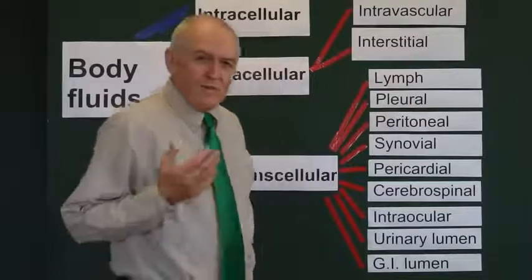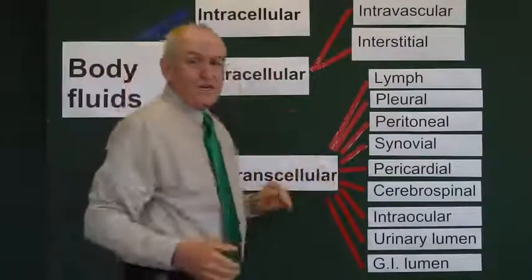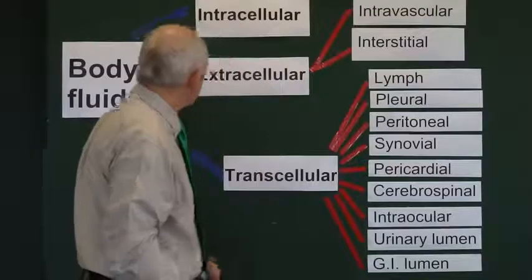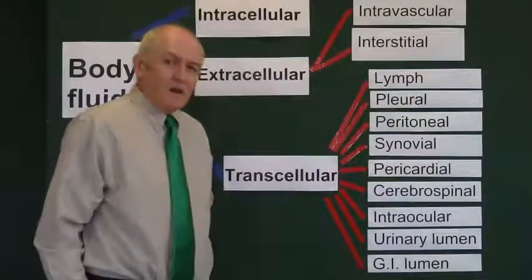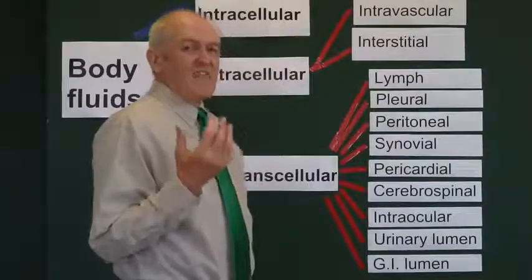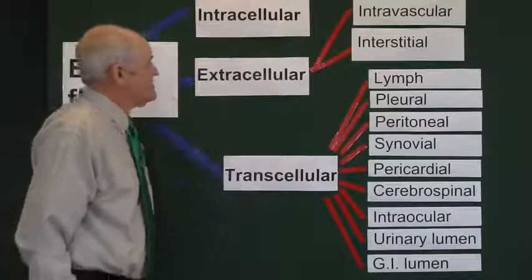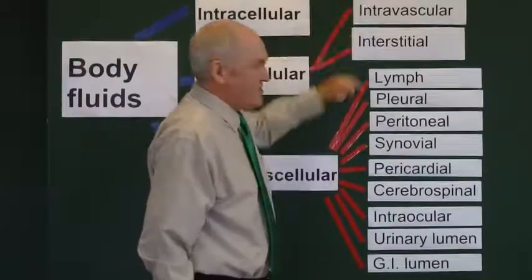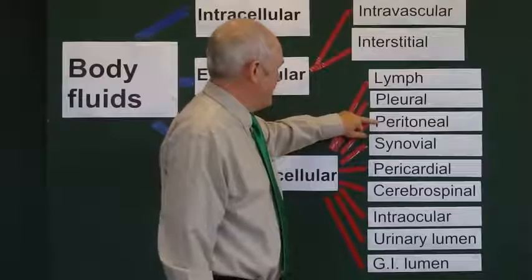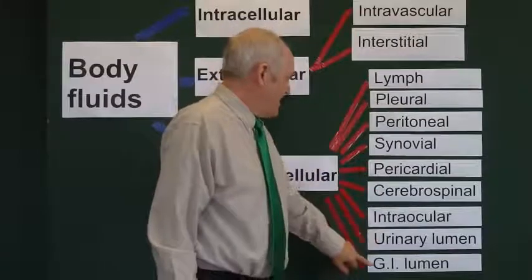So we see that body fluids are compartmentalised. Different people are going to have different amounts of body fluid depending on the relative proportions of muscular tissue and adipose tissue in the body. But these fluids are going to be compartmentalised in an anatomically, physiologically, precisely regulated way. Body fluids: intracellular, extracellular, transcellular, intravascular, interstitial, and the examples we looked at of transcellular: lymphatic, pleural, peritoneal, synovial, pericardial, cerebrospinal, intraocular, urinary and gastrointestinal lumen.